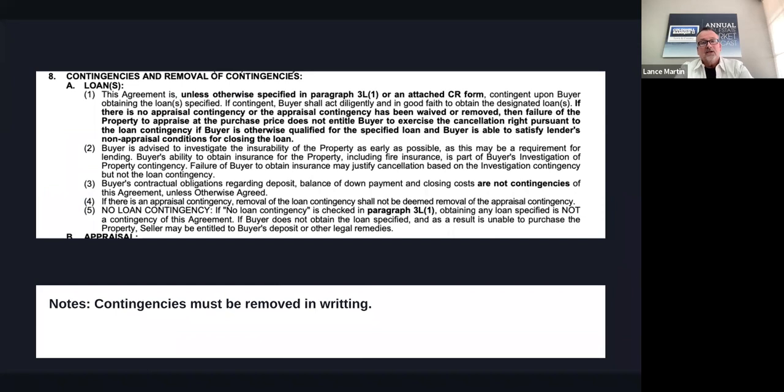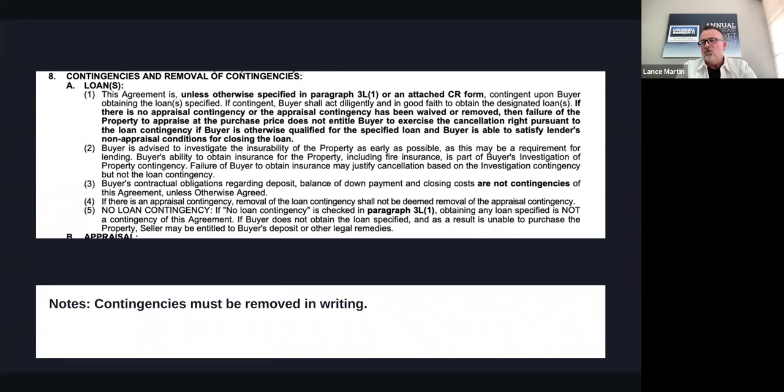Not normally the case. So it's contingent upon the buyer obtaining the loans. If it is contingent, the buyer has to act in good faith. If the buyer just says, I think I've changed my mind, I'm not going to provide the information to the lender, I'm not going to pay for the appraisal, I'm not going to do any of that stuff. Well, the buyer is not acting in good faith.